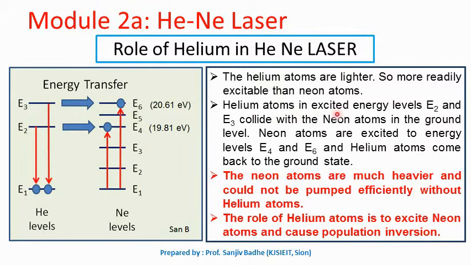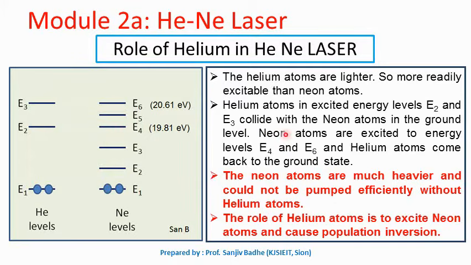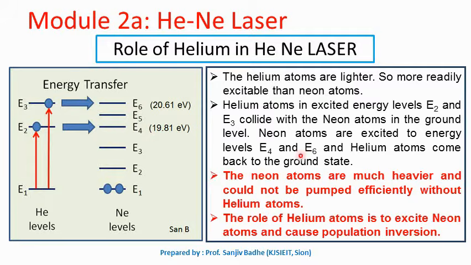And once the helium atoms are excited to energy levels E2 and E3, they can transfer their energy to neon atoms in the ground level through collision, and as a result, neon atoms can be excited to energy levels E4 and E6. These E4 and E6 are the metastable states for neon atoms, and therefore population inversion can be achieved between E6 and E5, E6 and E3, and E4 and E3, and we can get the lasing action.